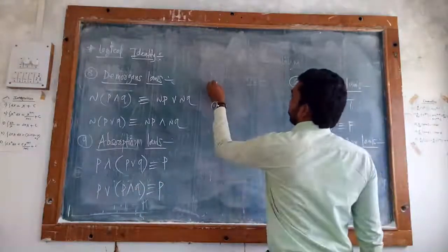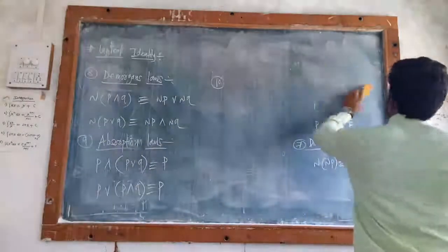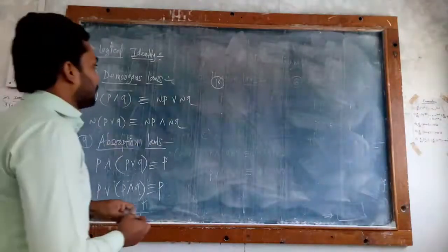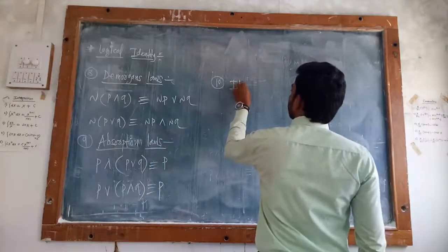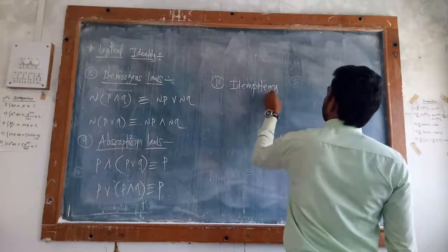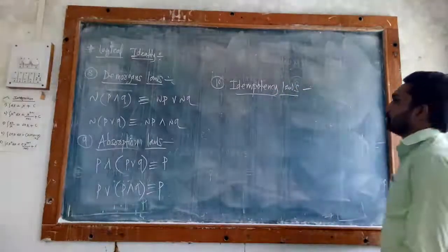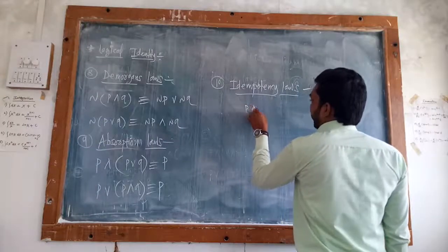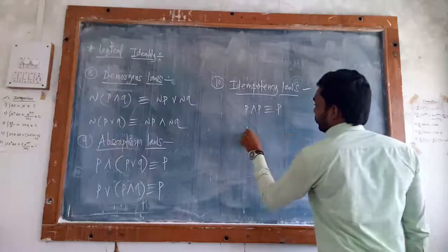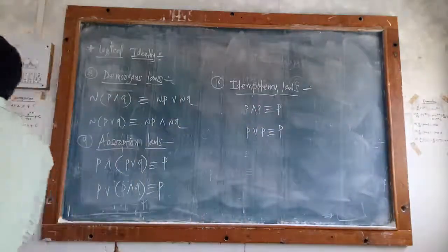And your last, law number 10, that is the idempotency law. What is that law? That is P and P is logically equivalent to P, and P or P is also logically equivalent to P. These are your 10 laws.